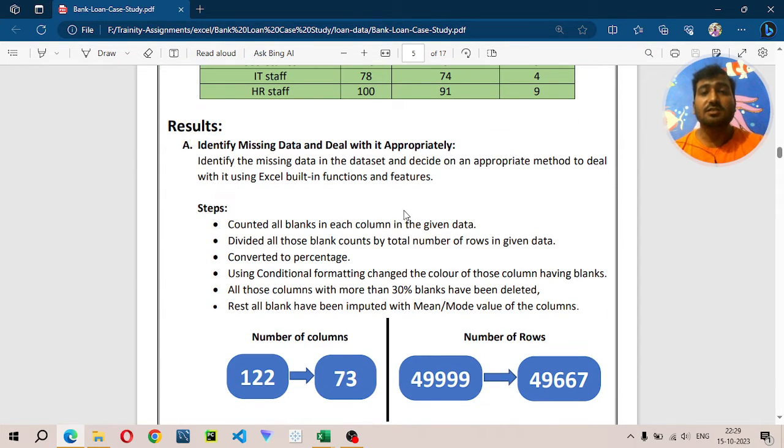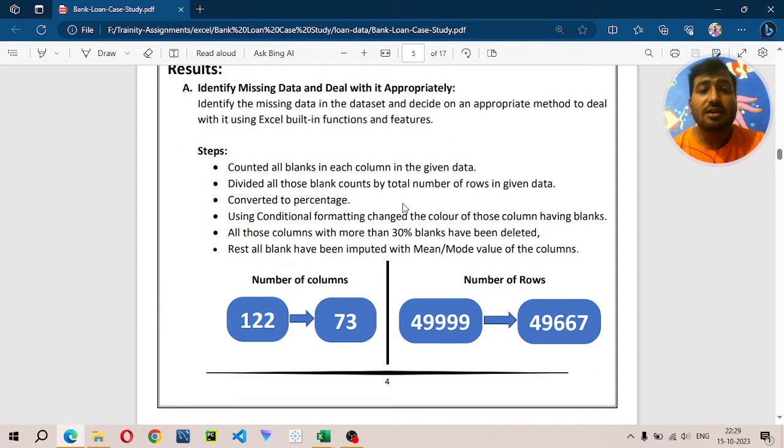Now coming to the tasks. Task 1 was to identify missing data and deal with it properly. To perform this task, I have done the following steps. Counted all the blanks in each column in the given data, then divided all the blank counts by the total number of rows in the given data and converted it into a percentage. Using conditional formatting, I changed the color of those columns having blanks. All those columns with more than 30% blanks have been deleted.